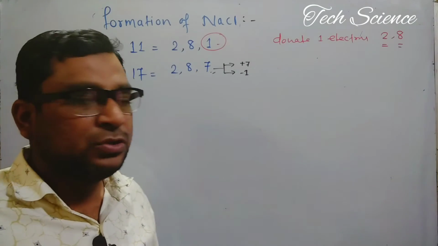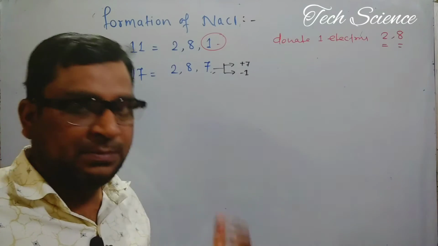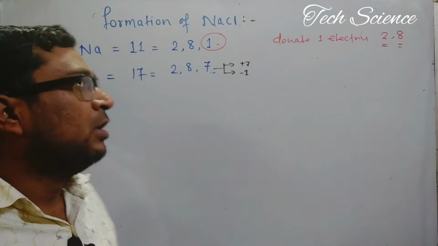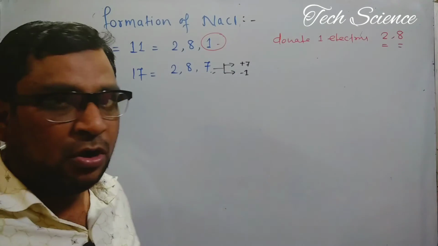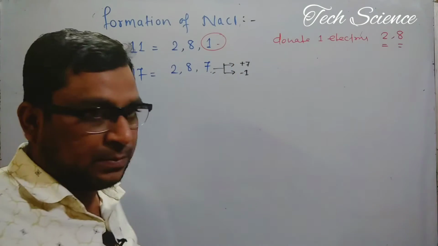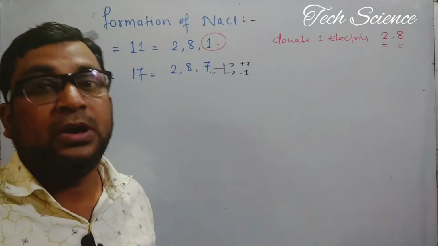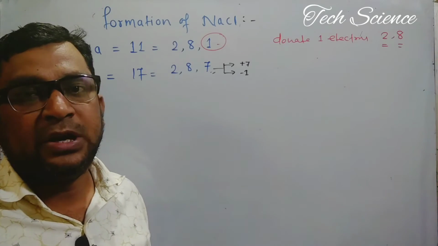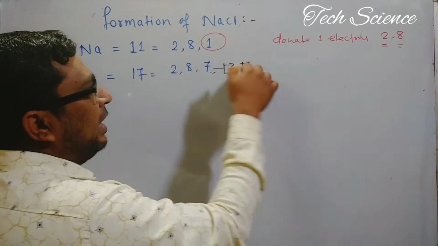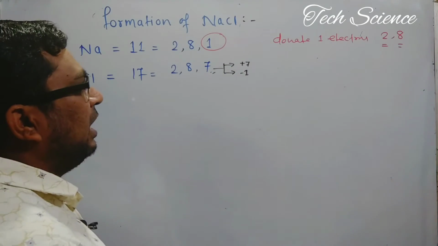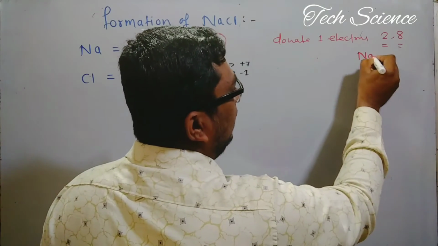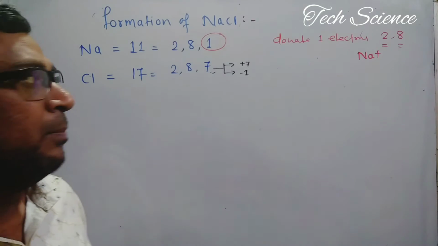Now the question is, why does sodium donate 1 electron rather than accepting 7? The answer is because of the energy requirement. To donate 1 electron, how much energy is required? You can imagine, if sodium accepted electrons, accepting 7 electrons requires more energy as compared to donating 1 electron. So sodium has a tendency to donate 1 electron and acquire stability. For that reason, after donating 1 electron, Na converts into the Na plus ion. It acquires a positive charge.